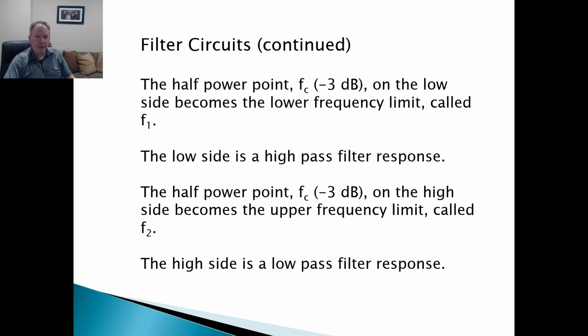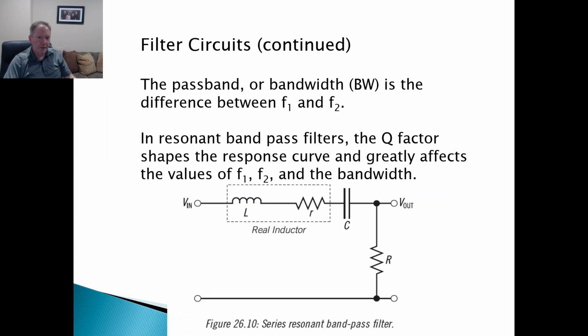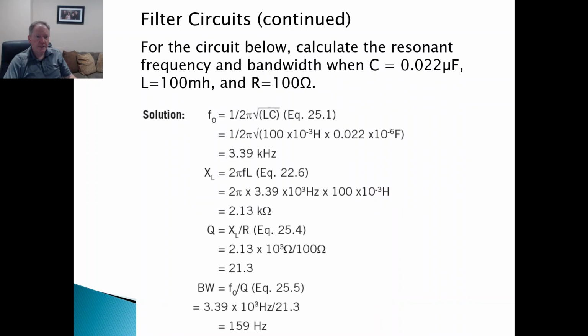So the half power point for the cutoff frequency on the low side becomes a lower frequency limit called F1, and the low side is a high pass filter response. The half power point on the high side becomes an upper frequency called F2, and the high side is a low pass filter. So it starts high pass and then low pass, and the span between F1 and F2 is known as the bandwidth. In a resonant band pass filter, the Q factor shapes the response curve. All right, so there's that.